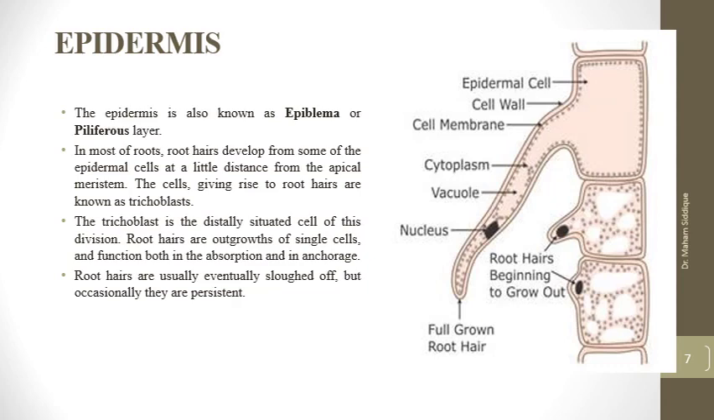In this diagram, see that this is the structure of the epidermis of root. This is the epidermal cell from which root hair grows. The outer wall is cell wall, then cell membrane. The inner portion is cell cytoplasm, some vacuoles, and the nucleus is present. This part shows the formation of root hairs. Full grown root hair is seen in this diagram.